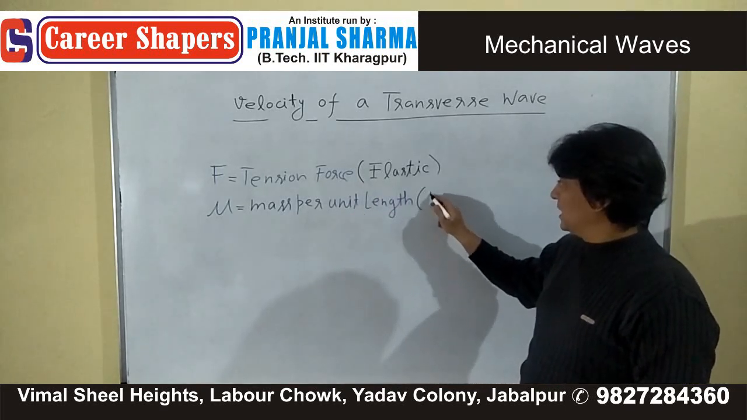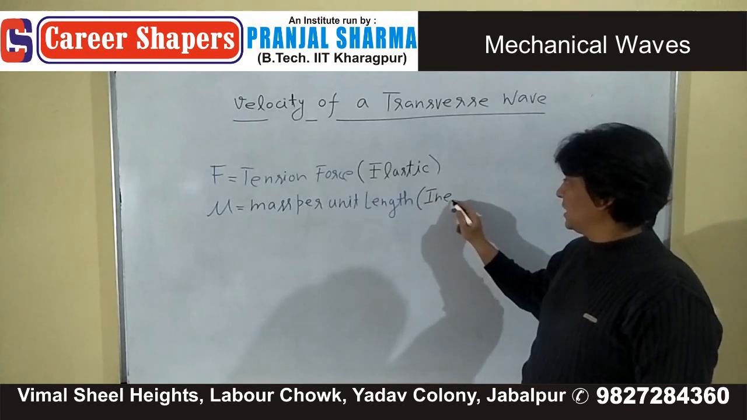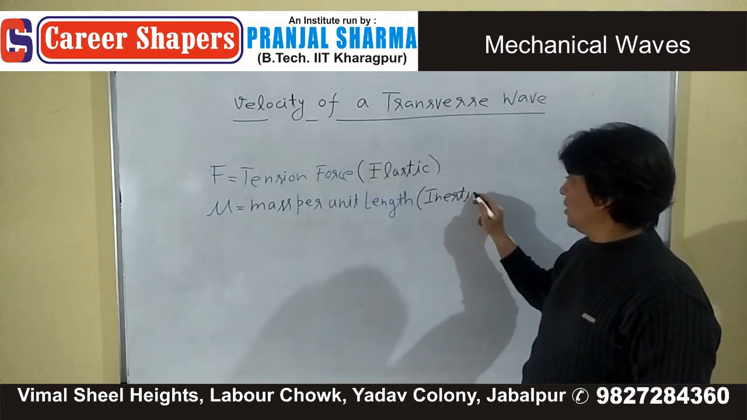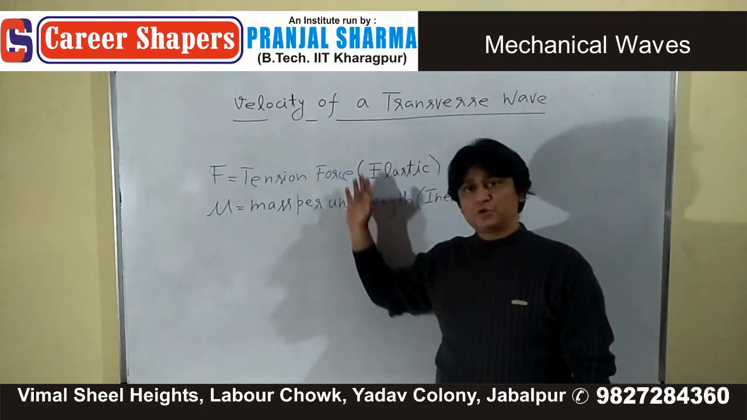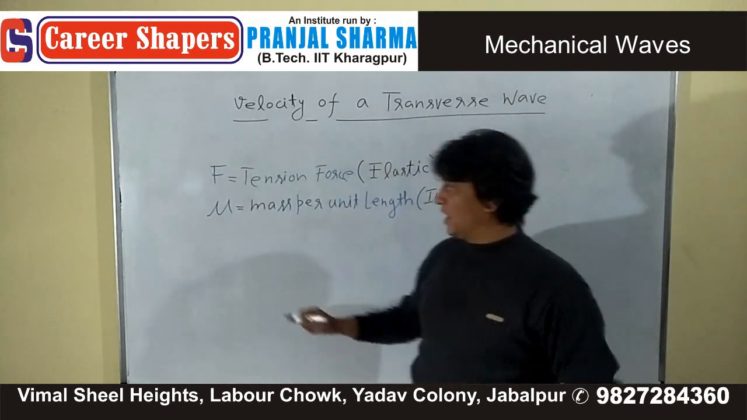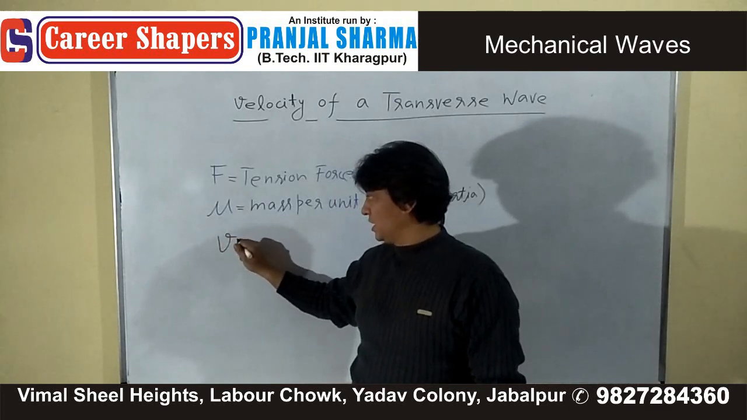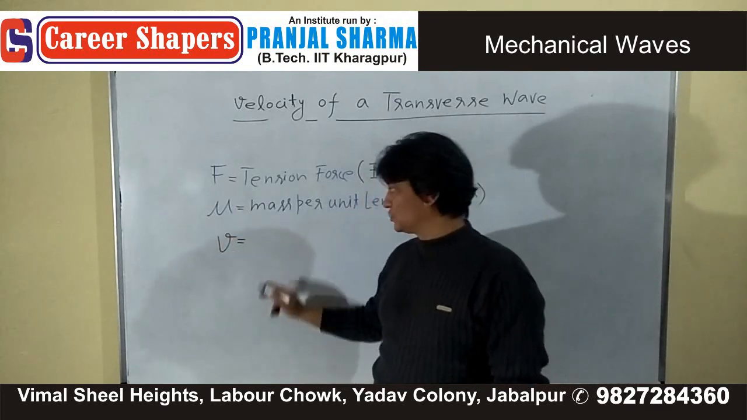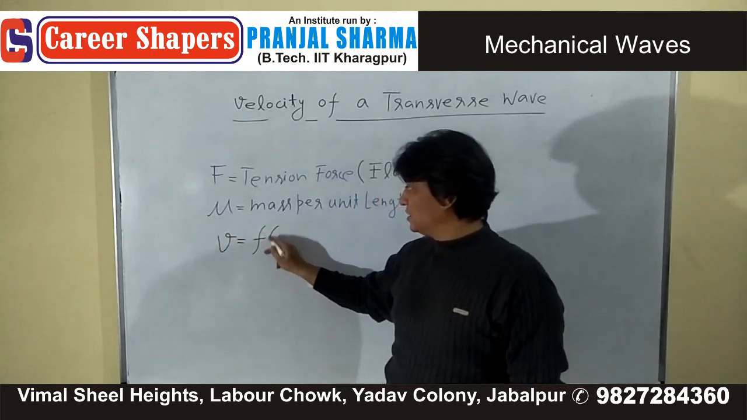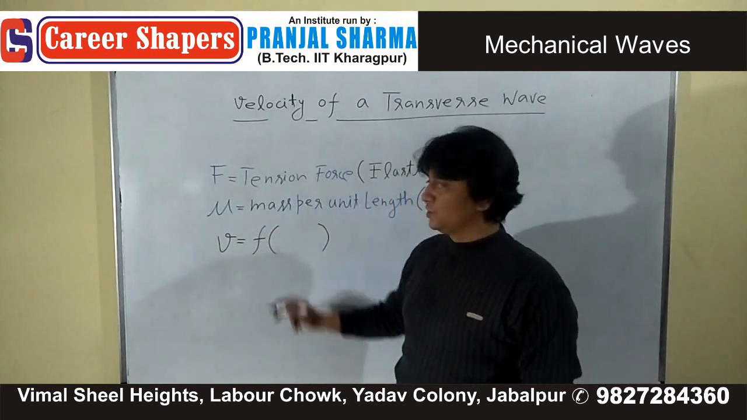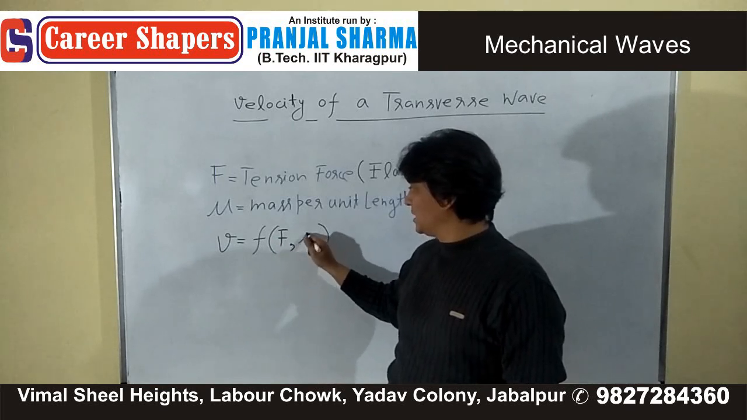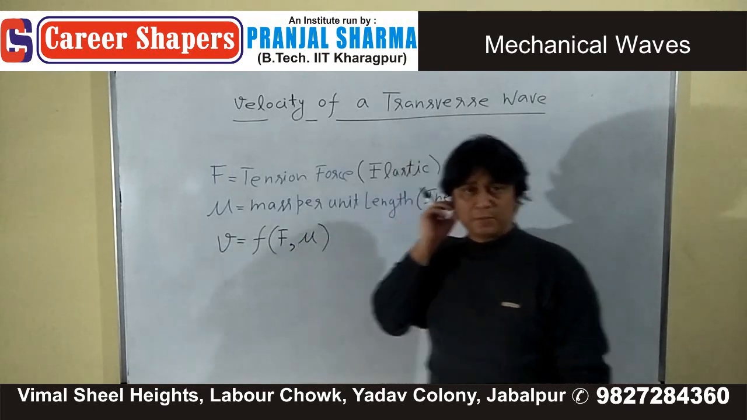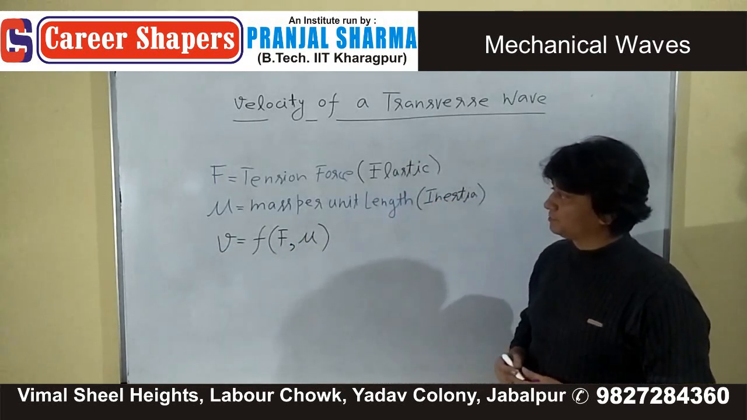Mu decides the inertia of the rope. These are the two things. We say that the velocity of a transverse wave is a function of the tension force present in it and its mass per unit length.